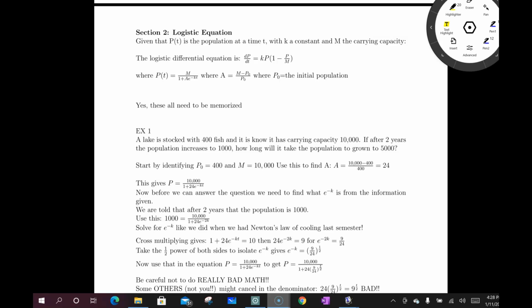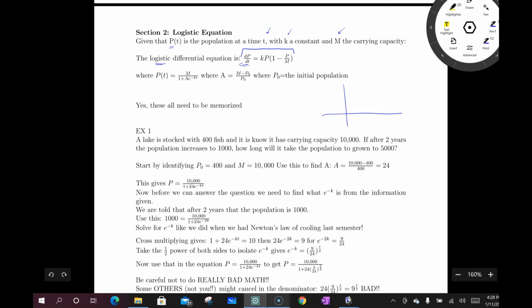All right, so I'm not going to prove this, but this differential equation, which is called the logistic differential equation, talks about the P, the population, T, the time, K is a constant, and M is called the carrying capacity. So this is the rate. You remember, derivative is a rate.